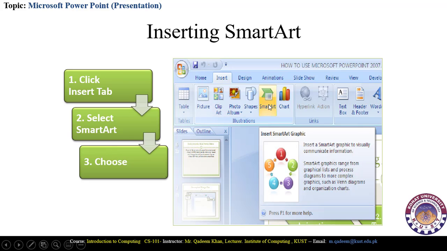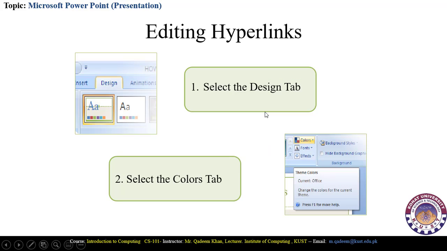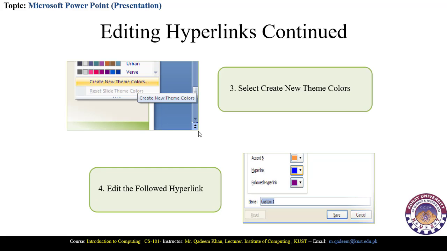Now you can also insert SmartArt, which we have already applied here. Also you can insert a hyperlink. A hyperlink is certain text; when you click it, then that will appear here. So create new theme colors. You can create new theme colors and then edit the hyperlinks here. You will associate the page with the hyperlinks, so you can insert the hyperlink here as well.